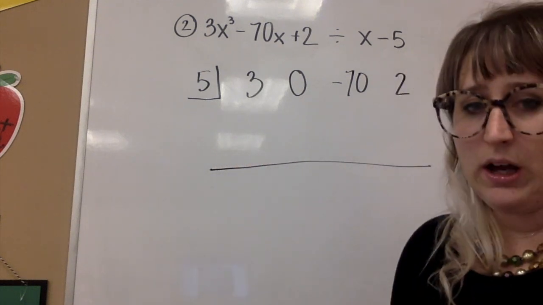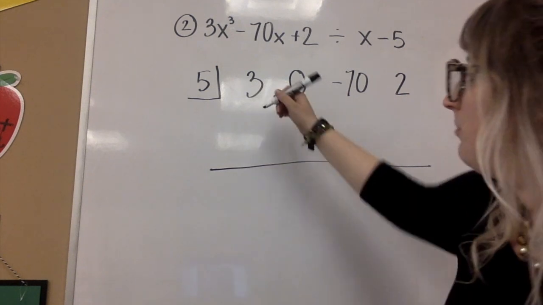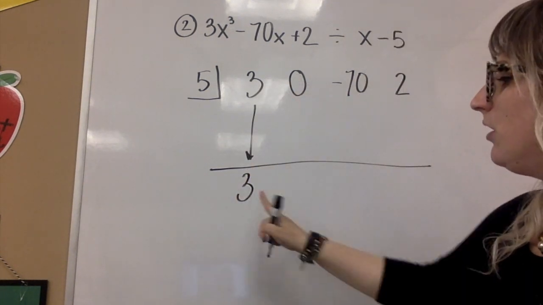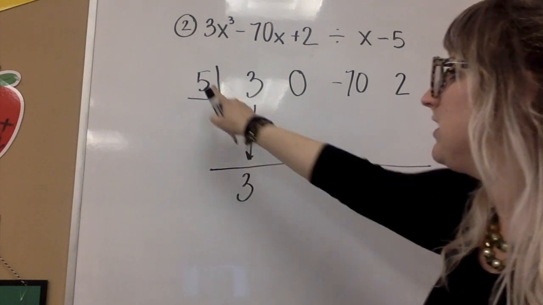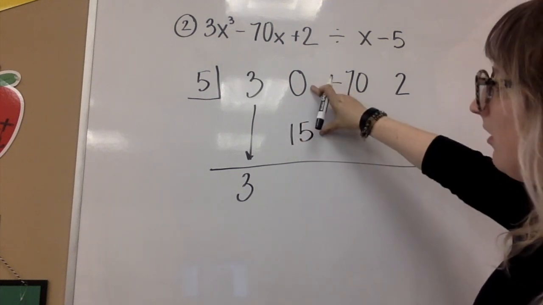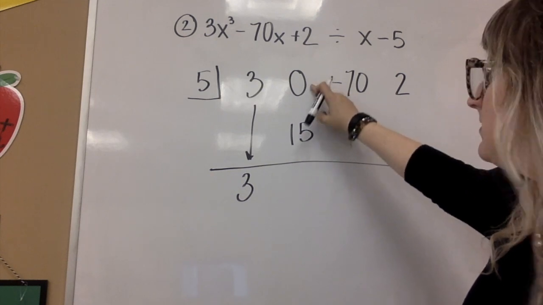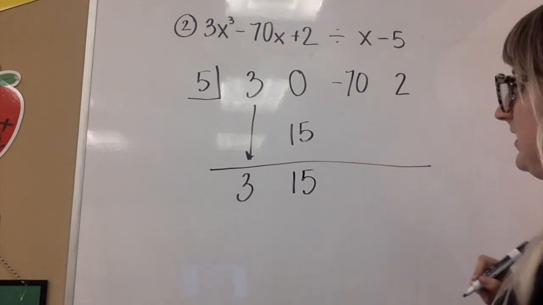So when we are using synthetic division, the first thing that we want to make sure that we do is we bring down our first term. Then we're going to multiply this term by our number in the box. So 3 times 5 is 15. And then now in the second column, we're going to add these two terms. So we go 0 plus 15 is 15.